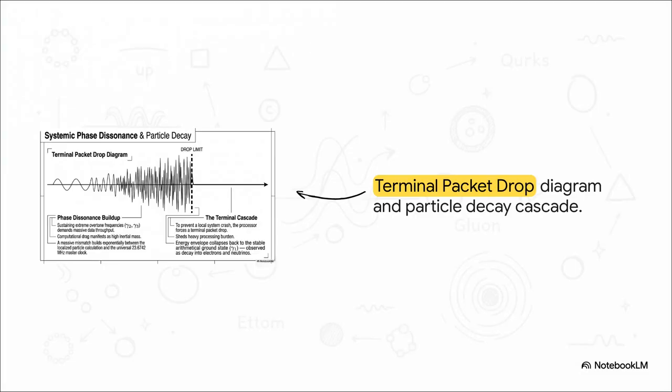Eventually, that dissonance is going to hit a critical limit. To avoid a localized system crash, the processor basically forces a terminal packet drop. It rapidly sheds all that heavy processing burden and collapses back to a stable ground state. And what does that look like to us in reality? We observe it as the rapid decay of muons and taus, straight back into stable electrons.